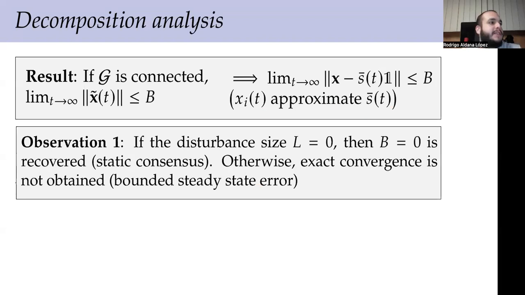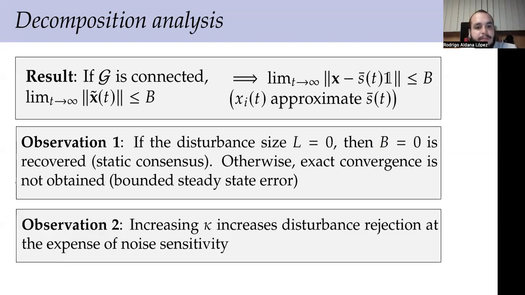So the first observation is that if the disturbance is zero, let's say if we are trying to compute the average of signals that are constant, you can make this equal to zero, which is reasonable since this is equivalent to static consensus, okay? But otherwise, exact convergence will not be obtained, right? You will always have a bounded steady state error if the signals are persistently varying, okay?